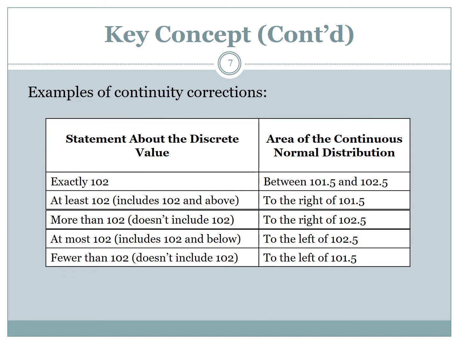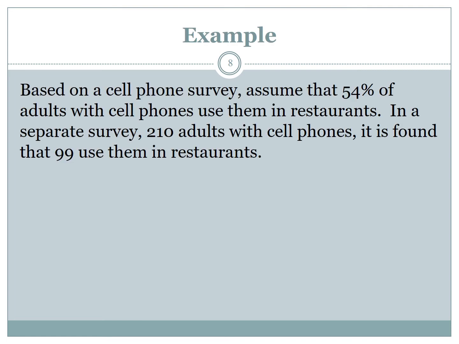So on the continuous side, we look to the left of 102.5. At most 102 includes 102 and below. So on the continuous side, we look to the left of 102.5. And then finally, we have fewer than 102. This doesn't include 102. So you go to the left of 101.5. So we're ready now to do an example.